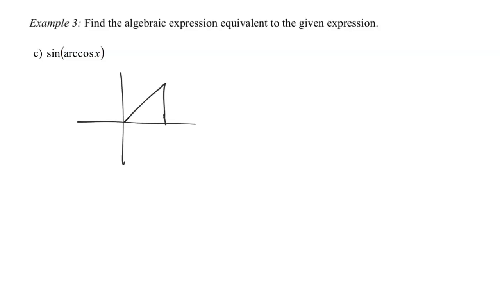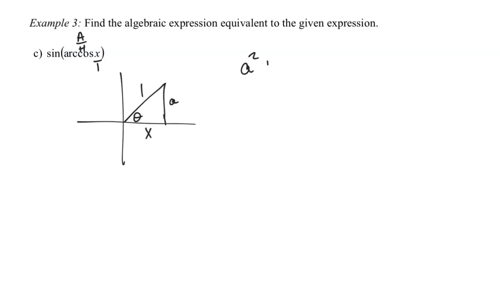And so here's our angle theta right here by the origin. And so we want the cosine of theta to be x, or another way to think about that is x over 1. And so if cosine is the adjacent over the hypotenuse, that means I want my adjacent side to be x, and I want my hypotenuse to be 1. And so once again, I'm going to call this side a just temporarily until I can solve for it.